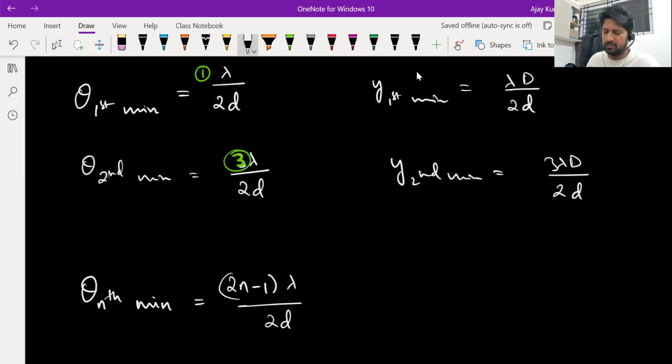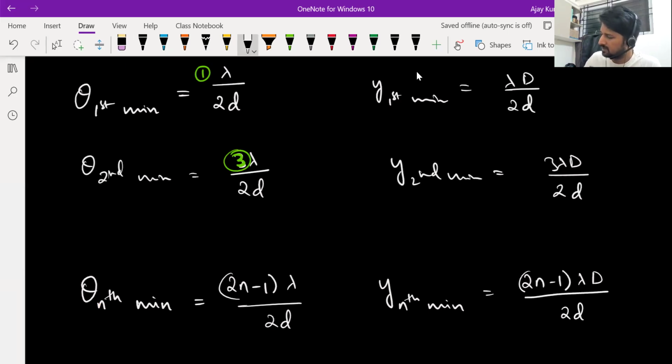2n minus 1 lambda by 2d. Then you put n as 1, 2 minus 1, you'll get lambda by 2d. If you put n as 2, 2 into 2, 4 minus 1, 3 lambda by 2d, and so on. It will fit the sequence correctly. And the y coordinate of the nth minimum in YDSE will be 2n minus 1 lambda capital D by 2d. Fine.